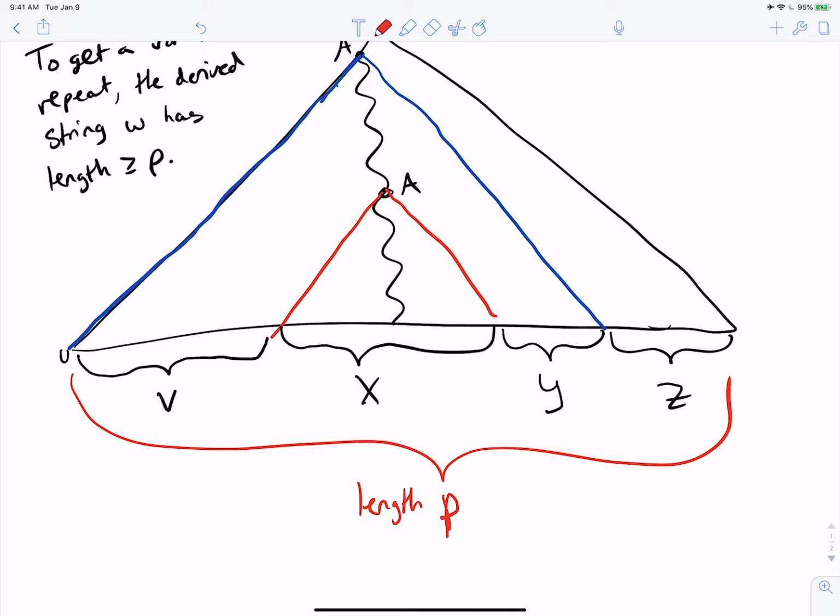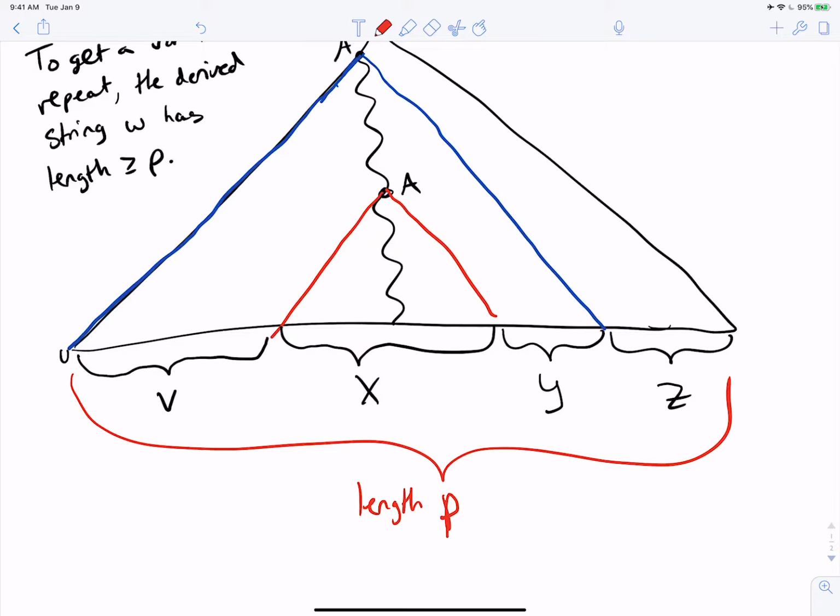Well, what if the string's length is more than P? What can we do? So I'm not going to go through the argument, but the idea is, let's look at the 2 occurrences of a repeated variable as close to the bottom as possible. Then, as long as we look at the ones that are close to the bottom as possible, we get the same result out of this.